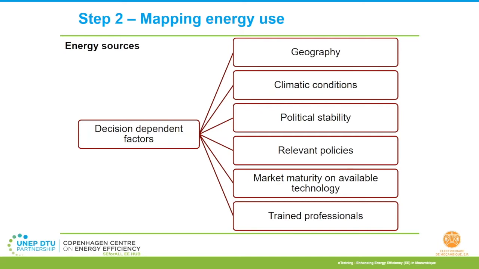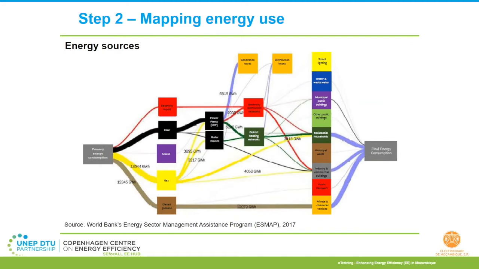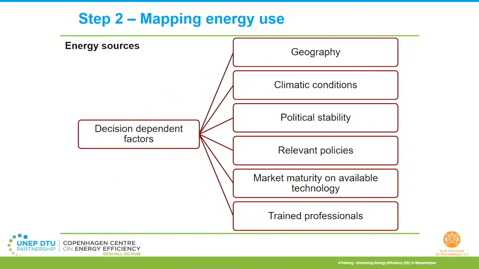The decisions again inevitably depend on factors such as, but not limited to, geography, climatic conditions, political stability, its impact on relevant policies, market maturity of available technologies, type of energy use, and the availability of trained professionals to carry out all these activities. For example, I have here an energy mapping profile of a city representing the energy flows from primary energy to final consumption. We will refer to one of the decision dependent factors called technology, one of the examples I'm taking here.